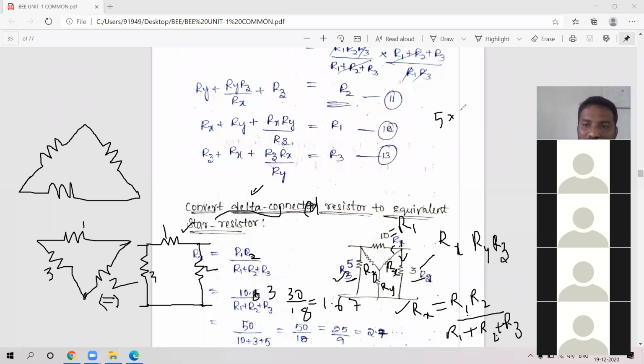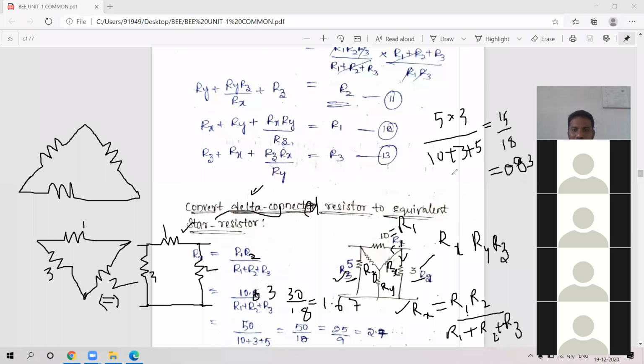5 and 3 means 5 into 3 by the summation of all, R1 plus R2 plus R3, that is 10 plus 3 plus 5. That is 15 by 18. What is the value? 0.83. Okay, this is the value.